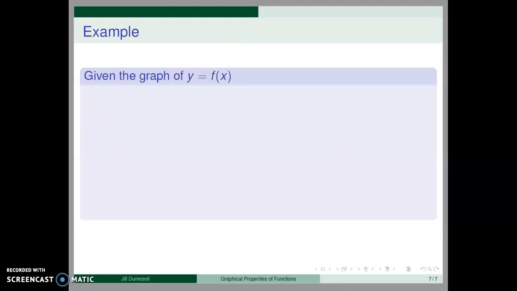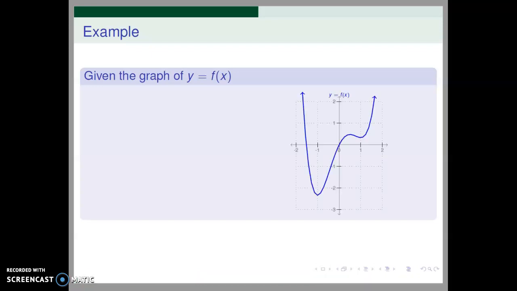Let's consider a final example in which we are given the graph of a function y equal f of x, and we identify the graphical properties we've discussed today. We have a function y equal f of x defined by the given graph. The intervals of increase are the x intervals over which the function rises. Our function is increasing on the interval from -1 to a half, union the interval from 1 to infinity.